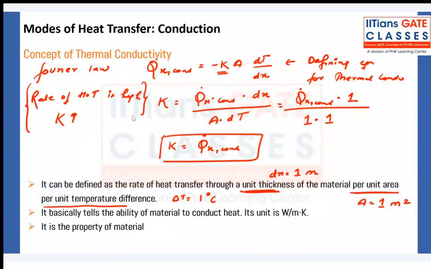Okay, so it basically tells us the ability of the material to conduct heat, and its unit is watt per meter Kelvin, and it is a property of the material. Okay, clear? Is it clear?